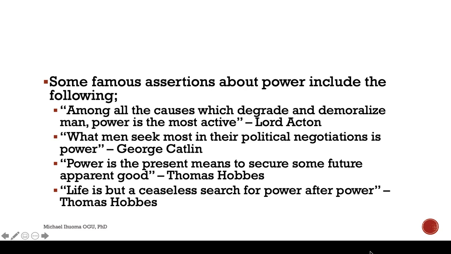Power is also involved in social negotiations, in religious negotiations, and what have you. Thomas Hobbes says that power is the present means to secure some future apparent good. So all of these are just some famous assertions that people have made about power, just to re-emphasize the importance and the significance of this concept of power, how significant it is in the discipline of political science and government.